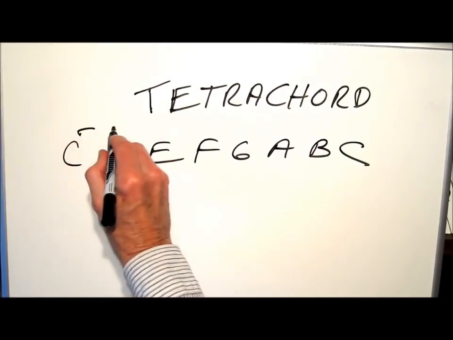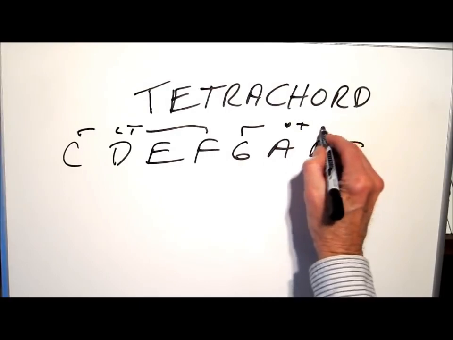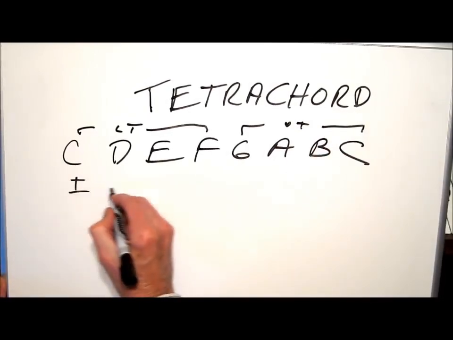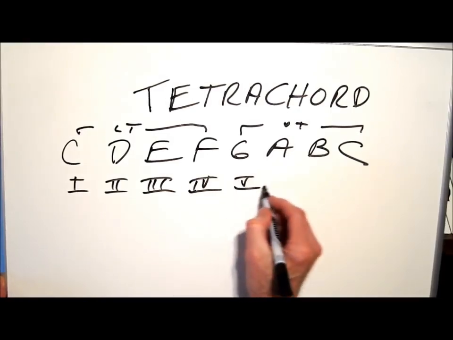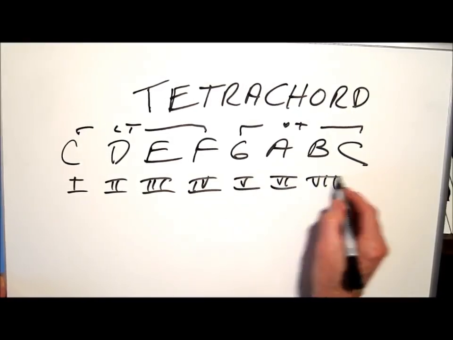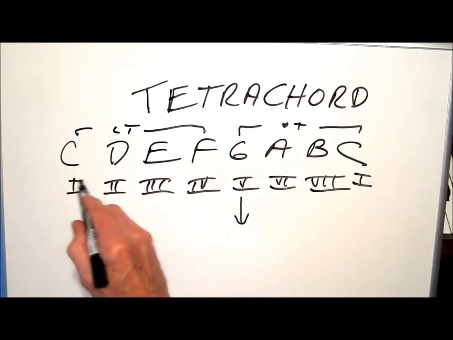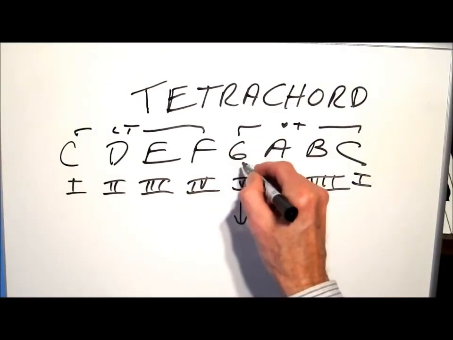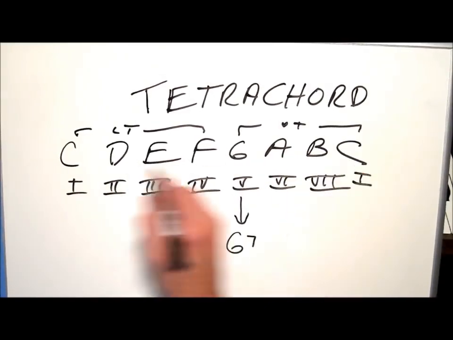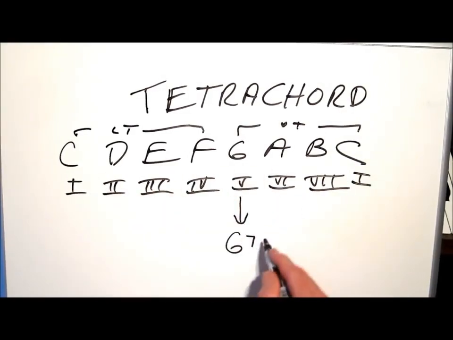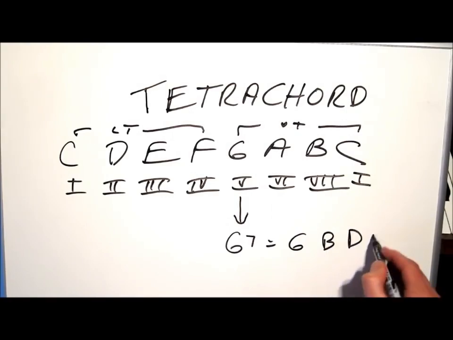And we know we have a lower tetrachord here and an upper tetrachord here. Let's label these 1, 2, 3, 4, 5, 6, 7, and then 1. The 5 chord, in the case of putting the notes above the roots, would be a dominant 7th. It's the only dominant 7th that's in the system of scale tone 7ths. The notes in it are G, B, D, F natural.